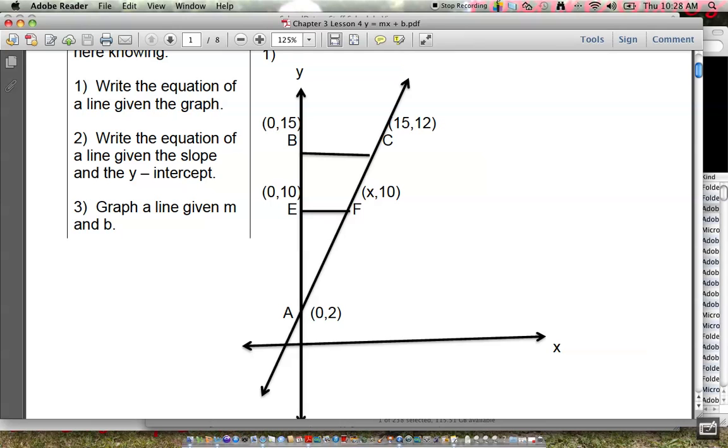So this guy here at F, it says x comma 10. I can't really find the slope there because there's an x. But what I can do is I can find the slope from A all the way up to C. Remembering that slope is the change in the y's over the change in the x's. And we're actually going to do a little bit of work with slope formula a little later. If I go from 2, here's the 2, all the way up to 12, how much has the y increased? 10. And if the x goes from 0 to 15, how much has the x increased? 15.